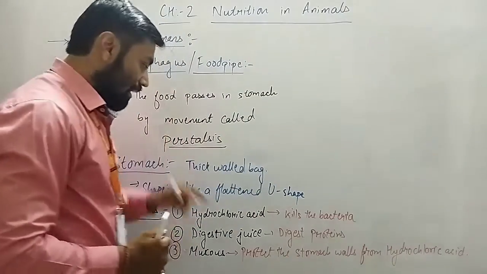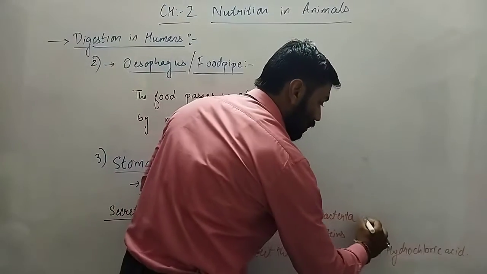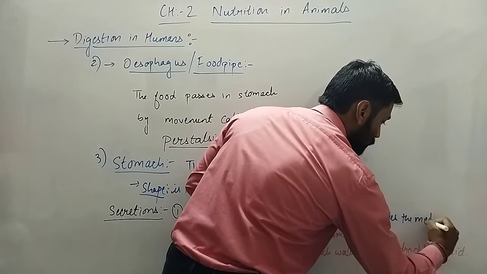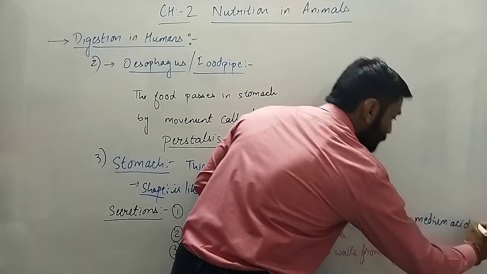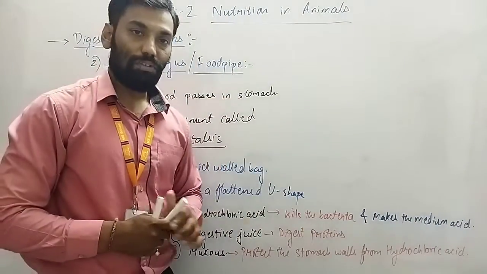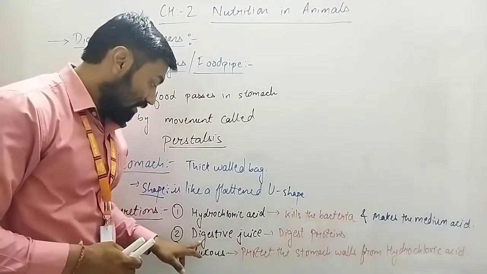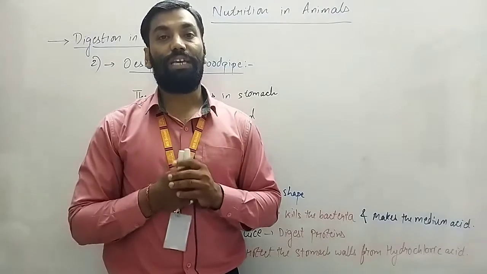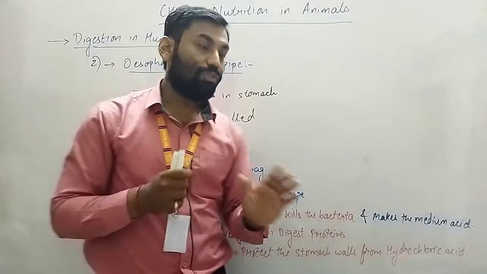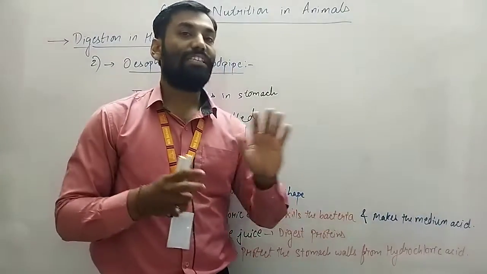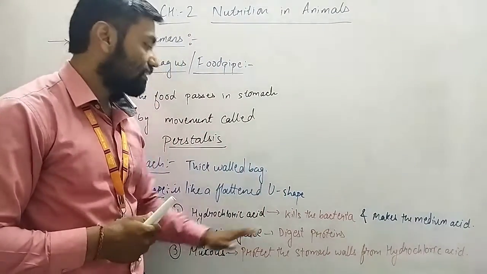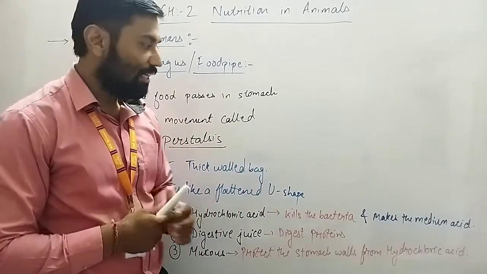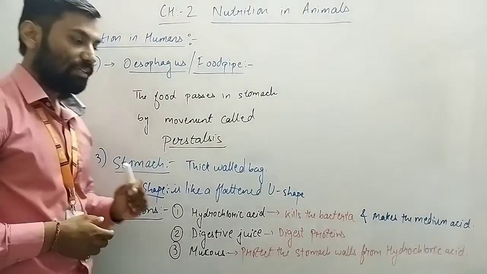Along with that, hydrochloric acid has one more function: it makes the medium acidic. Why does it make the medium acidic? Because the digestive juice that digests protein works only in an acidic medium. If the medium is not acidic, this digestive juice will not digest protein. So it is necessary that the medium in the stomach should be acidic. So this was all about the stomach.